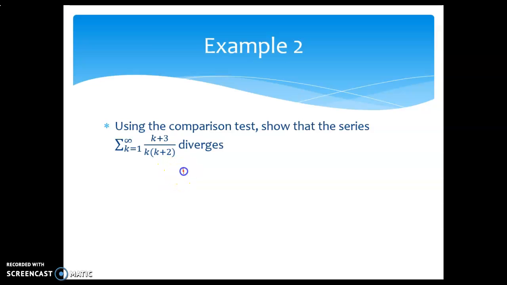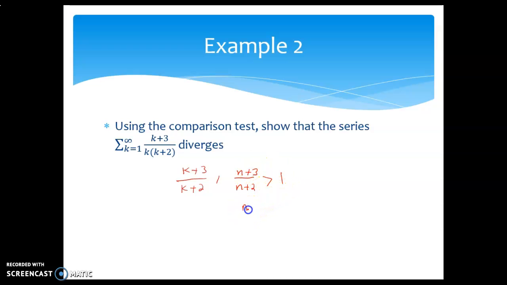So first, let's say (k plus 3) over (k plus 2). Let's express that in terms of n, so (n plus 3) over (n plus 2). This is the nth term of this series. This is always going to be greater than 1, because I'm adding 3 to the numerator and adding 2 to the denominator.